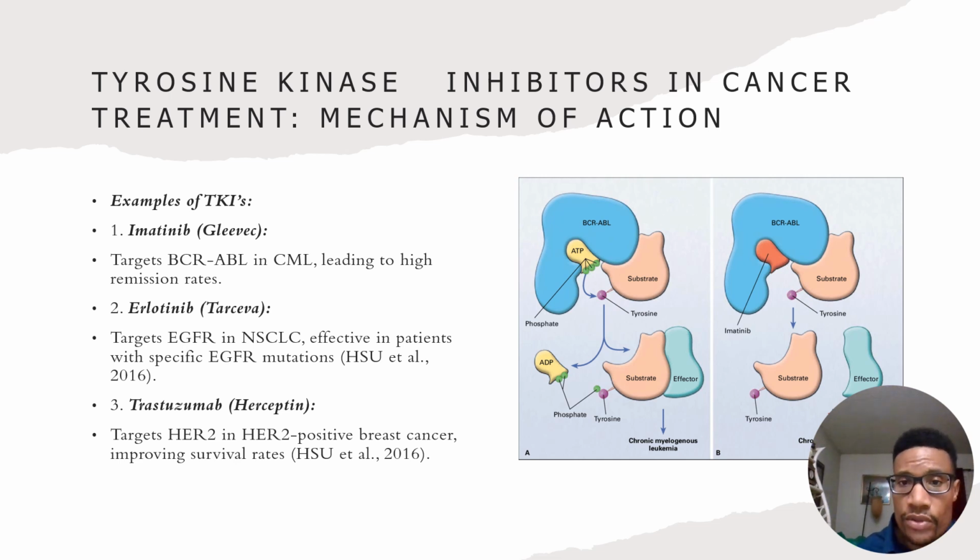Tyrosine kinase inhibitors are small molecules that specifically block the kinase activity of RTKs by binding to the ATP binding site in the kinase domain. And this prevents phosphorylation and activation of the receptor and its downstream signaling pathways, inhibiting cancer cell growth and survival.